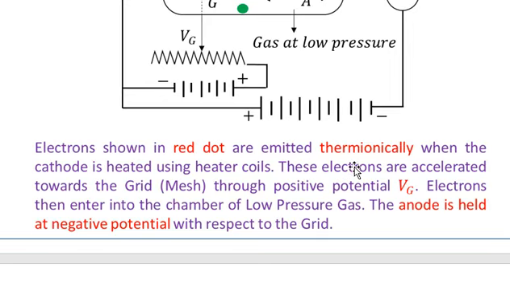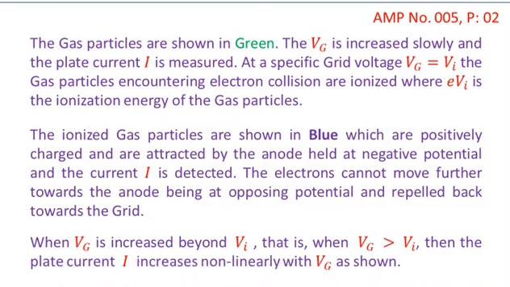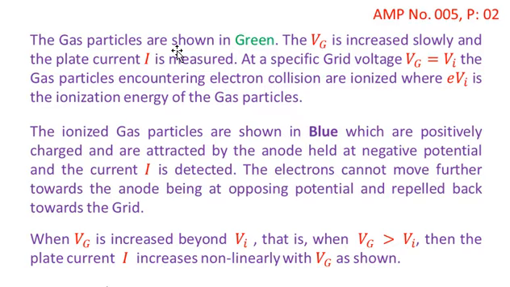Electrons shown in red dots are emitted thermionically when the cathode is heated using heating coils. These electrons are accelerated towards the grid or the mesh through the positive potential Vg. Electrons then enter into the chamber of the low pressure gas. The anode is held at a negative potential, which I have explained. The gas particles are shown in green. These green dots are actually the neutral mercury atoms, or the vapors of the mercury atoms.